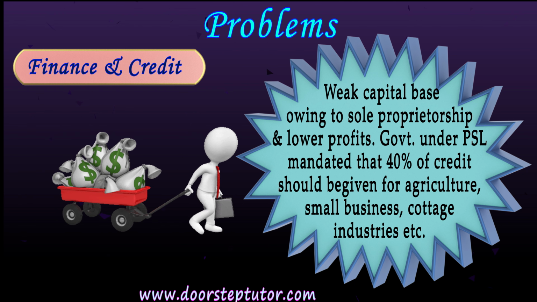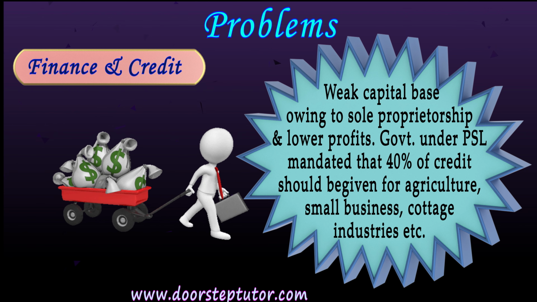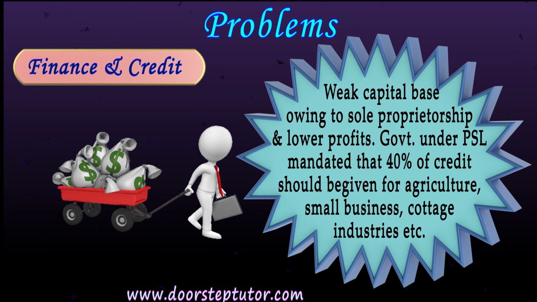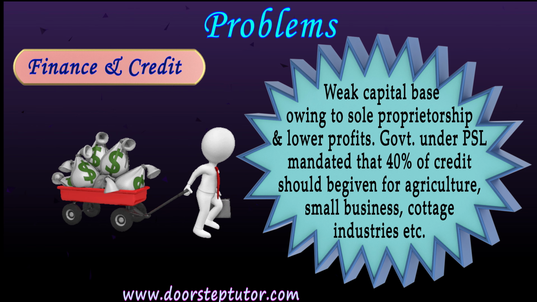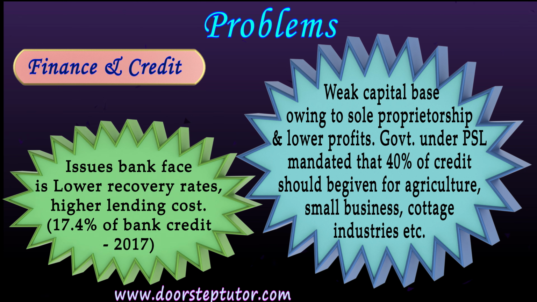The credit diverted to industry, especially the small scale industries, has been very less because banks have said that they face various issues. One is lower recovery rates, which indicates that NPAs are high. Second is higher lending cost. Only 17% of the bank credit was in the small scale industry, and we know that various issues are there, especially when funds are diverted to the small scale industries, because recovery becomes the major challenge.